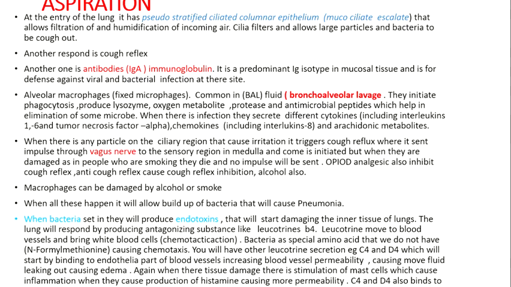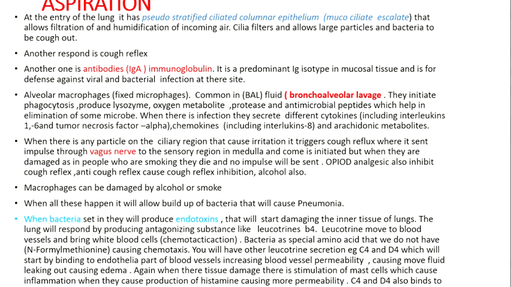Another thing is anti-cough drugs. People on anti-cough drugs will have inhibition of the cough reflex. We have said earlier that macrophages can also be destroyed by alcohol or smoke. Likewise, pseudostratified columnar epithelium can be destroyed by smoke or alcohol.